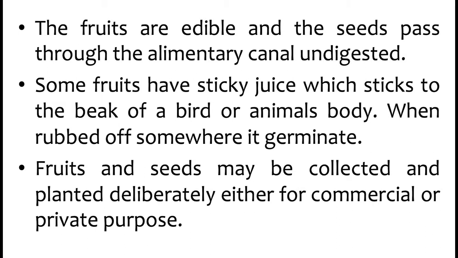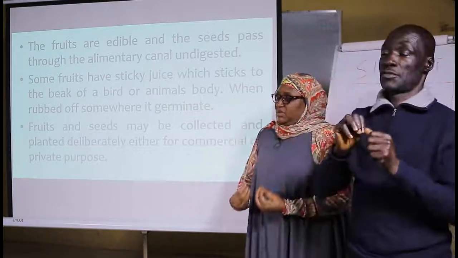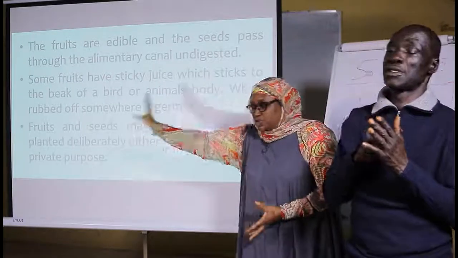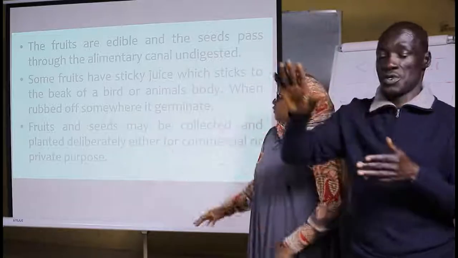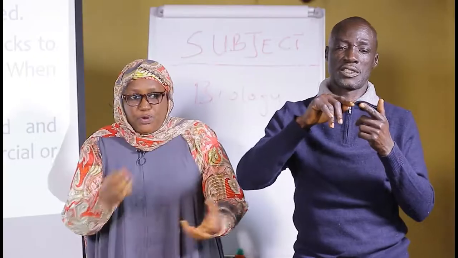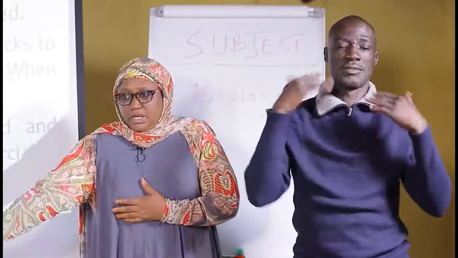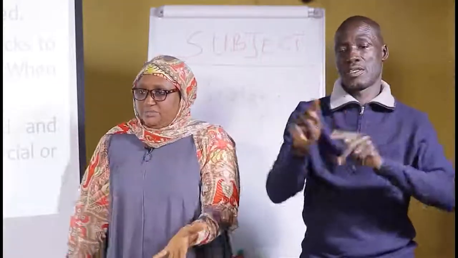The fruits are edible, as I said. Those that you eat the fruit and the seeds, when you go, you unconsciously throw them away, and that is dispersal. Some fruit have sticky juice which sticks to the beak of the bird. When the birds are there to eat, they stick to the body and even the mouth of the bird. Before you know it, when the bird flies, it transfers the seeds to another place.